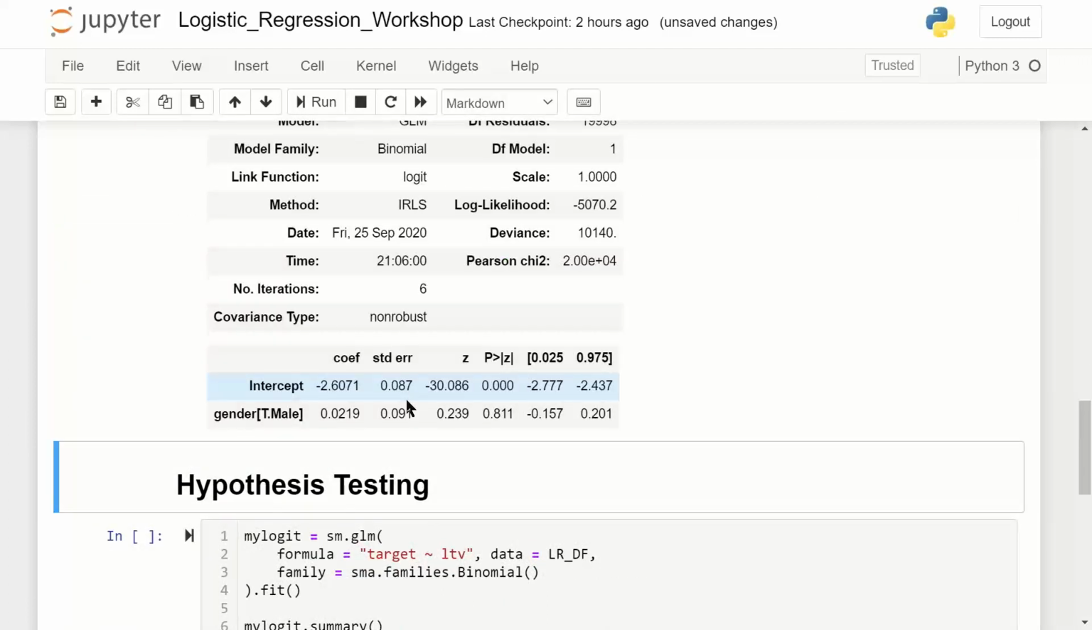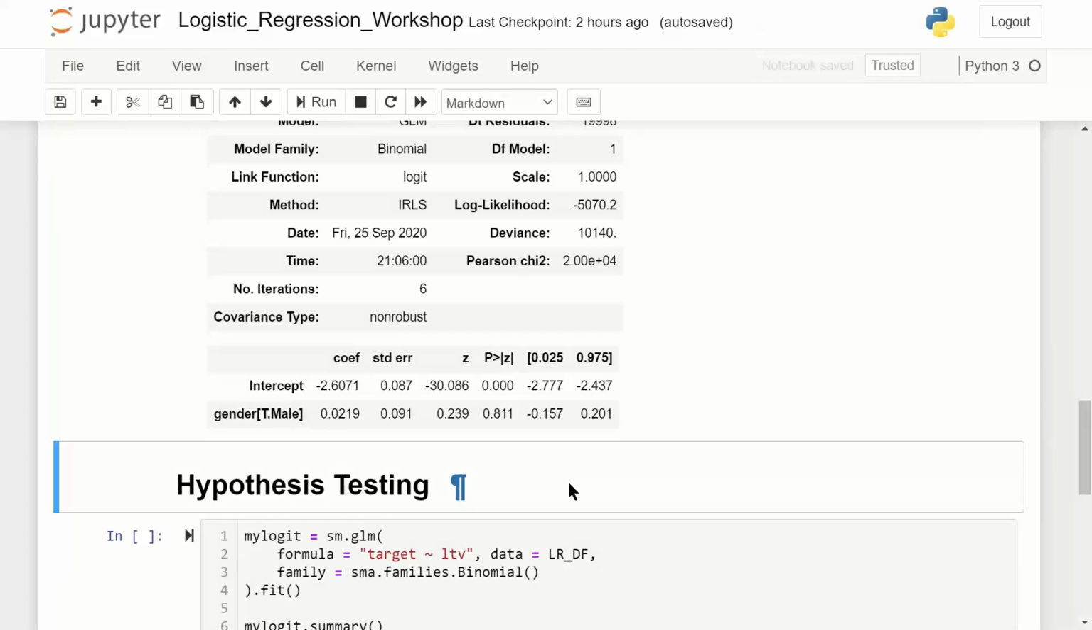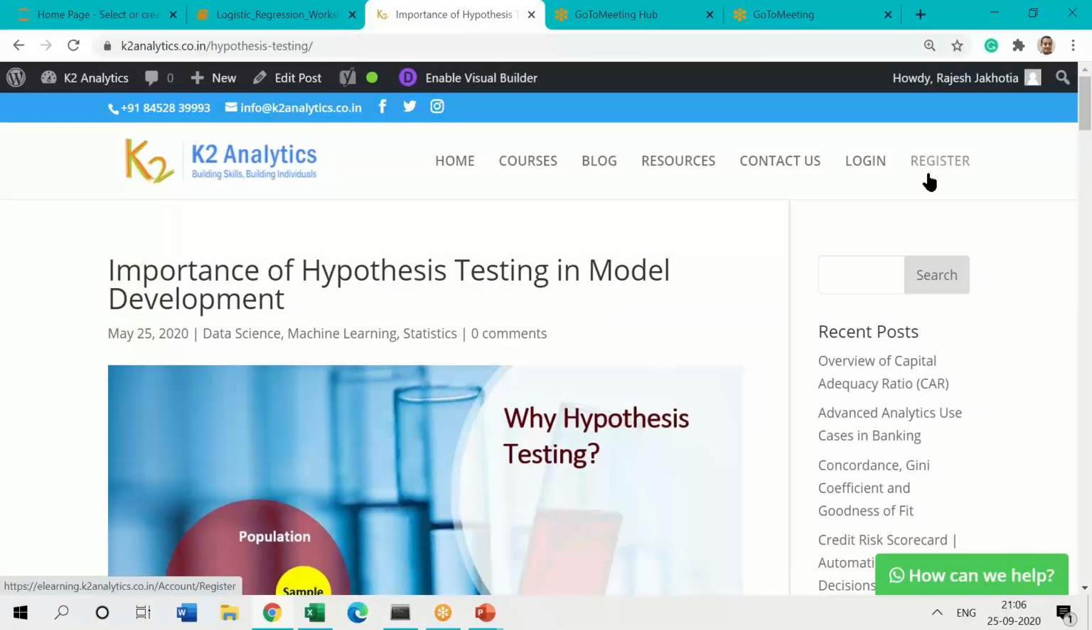for target variable. In the last session, I mentioned that here it is our p-value, and that p-value tells us whether the variable is significant or not, and based on this p-value, the gender variable is not significant. This is where hypothesis testing comes in. In machine learning model development, hypothesis testing is a very essential and important part of model development. So let's understand hypothesis testing and importance of hypothesis testing.